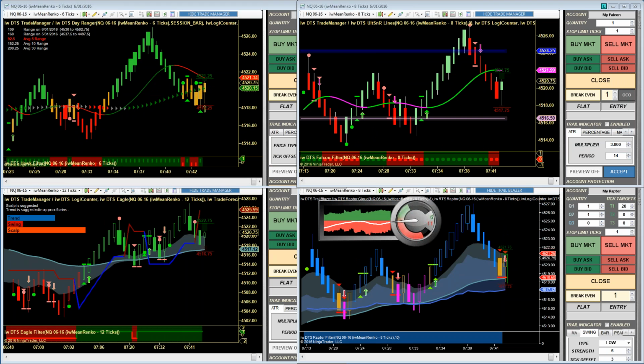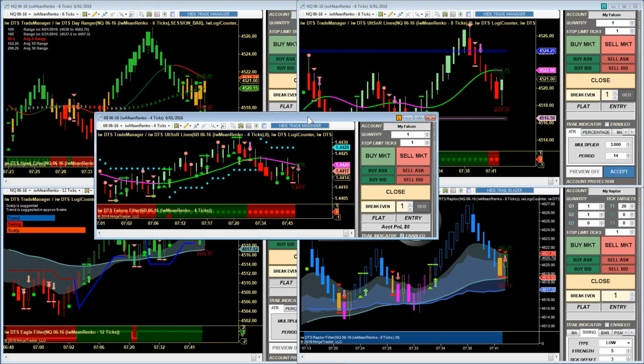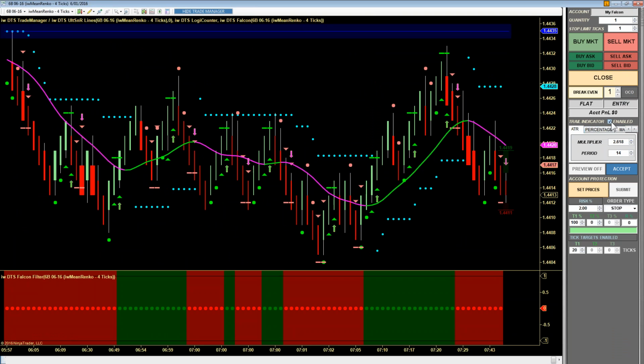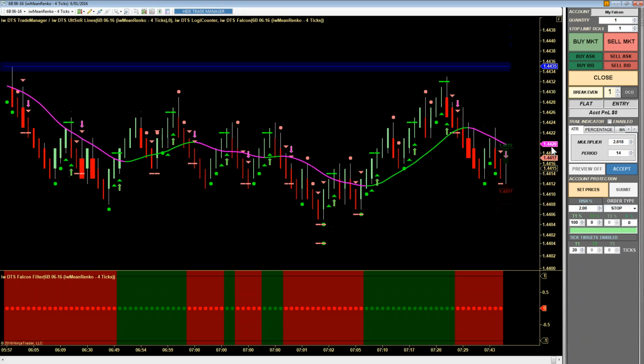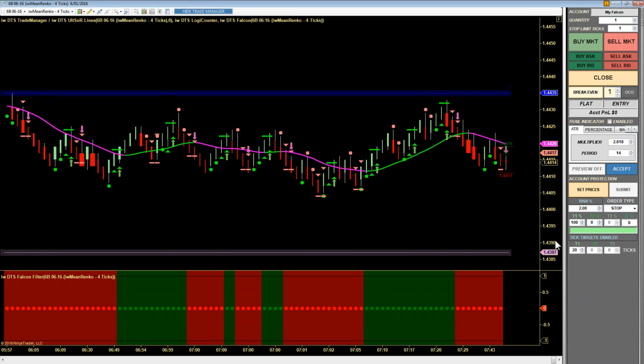I'll bring the falcon over here in a second. There's the falcon. And you can tell this market is sideways. You can tell it's choppy. Just look at it. It's like a roller coaster, the trend line. It's not going anywhere. And we're just hovering below the primary support line. Our filter is all broken up.